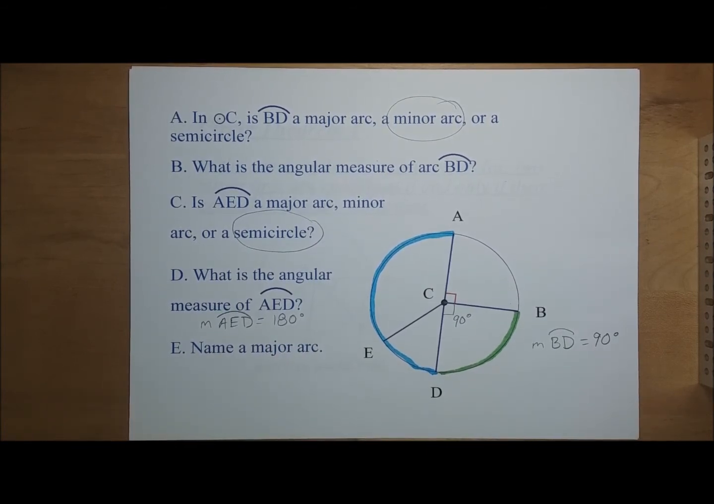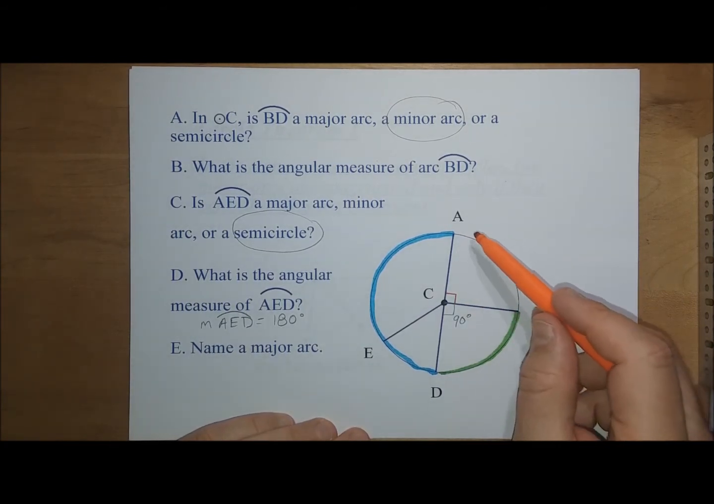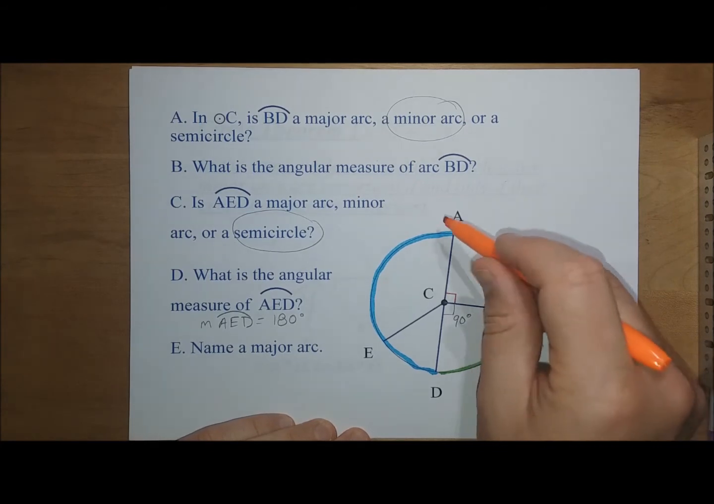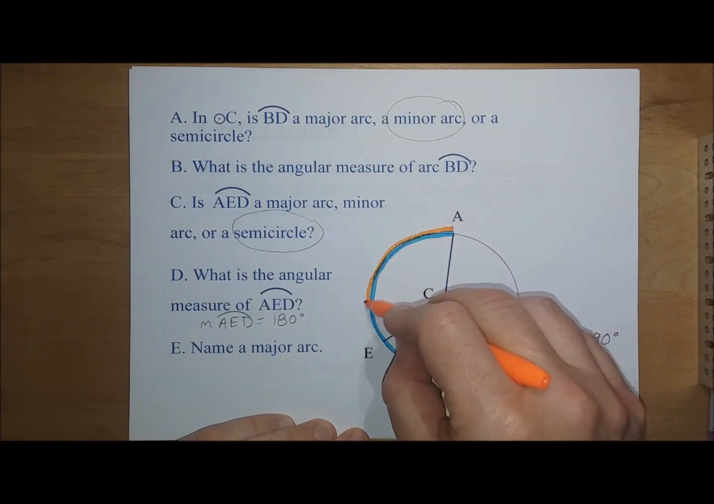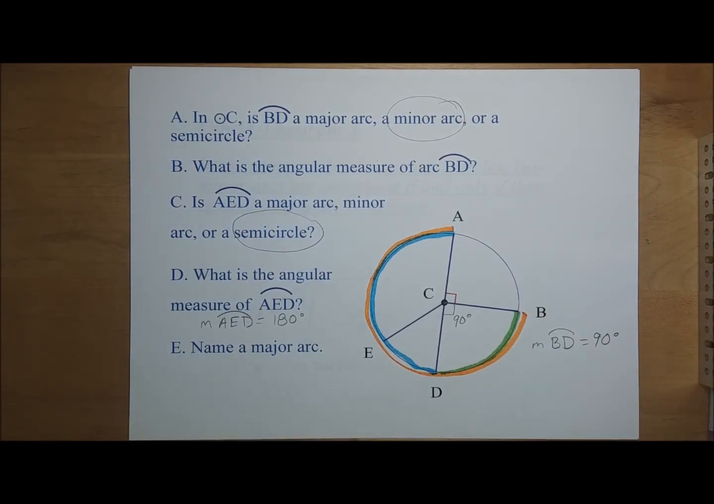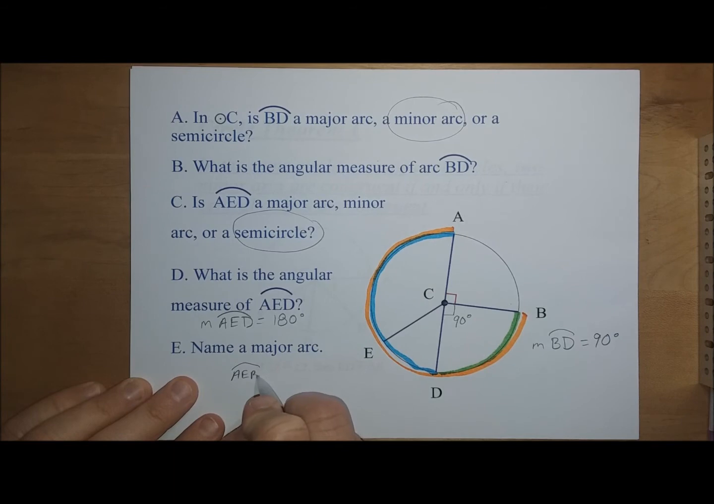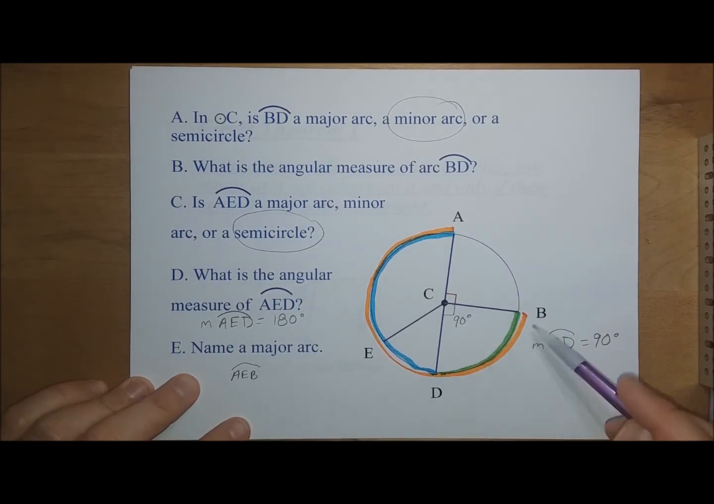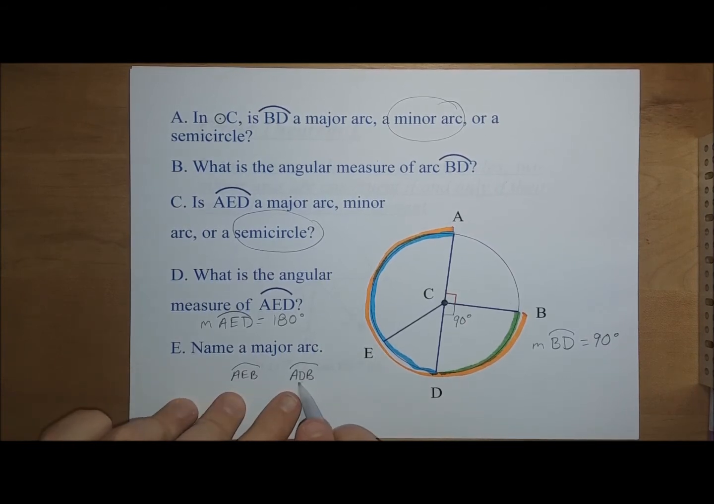So here, could we name a major arc? Instead of naming arc AB, which would be a minor arc, could we name arc AEB? That would be a major arc. We could name that arc AEB. Now, you could also name it arc ADB. They're the same thing, right? All we want to do is make sure we add that third letter so that it makes it clear that we intend to go this way around the circle and not this way.